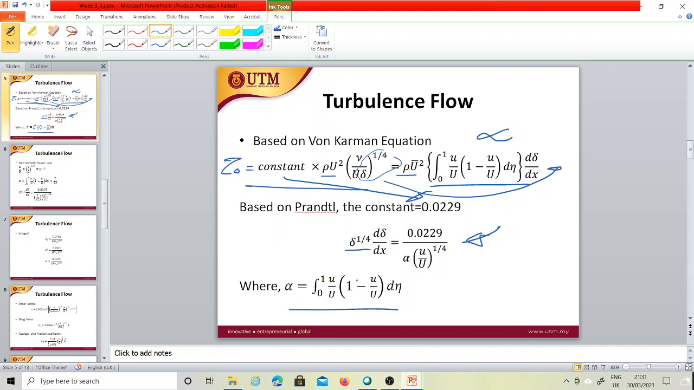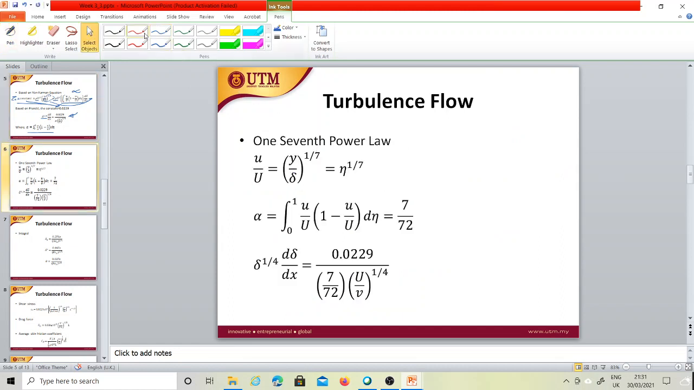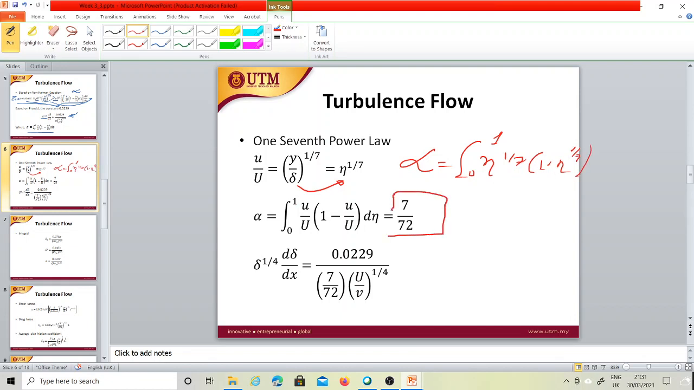Now what you need to do, this alpha you need to find out for your turbulent flow. So you know that u by u infinity in this case is y by delta to the power 1 by 7. So y by delta in this case is actually eta. So alpha should be what you will get. This is u by u naught, right? So this is eta to the power 1 by 7, 1 minus eta to the power 1 by 7. You integrate this one, put the values, and then if you simplify, you will get this.